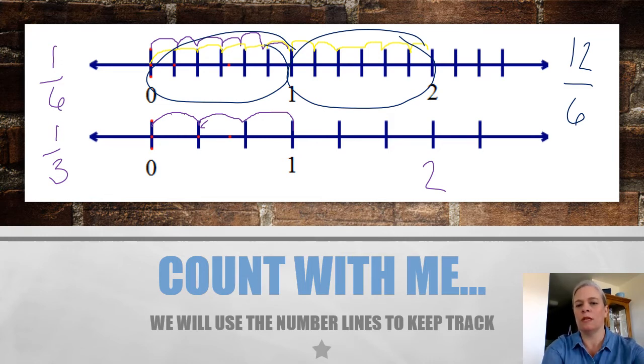So after 12/6, we're going to go from 12/6 to 13/6, 14/6, and 15/6. So our ending spot was 15/6. All right, do you remember below we were counting by thirds? Ahead of time, do you have an estimate of how many thirds we will get when we're at 1?